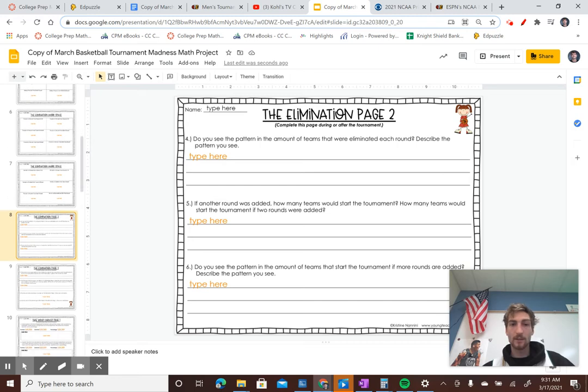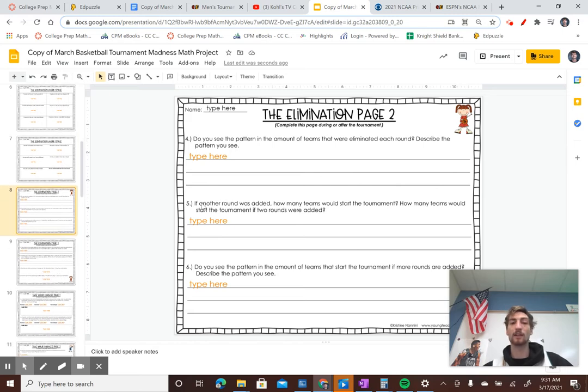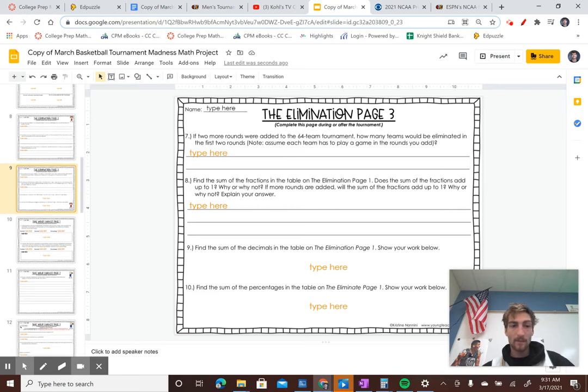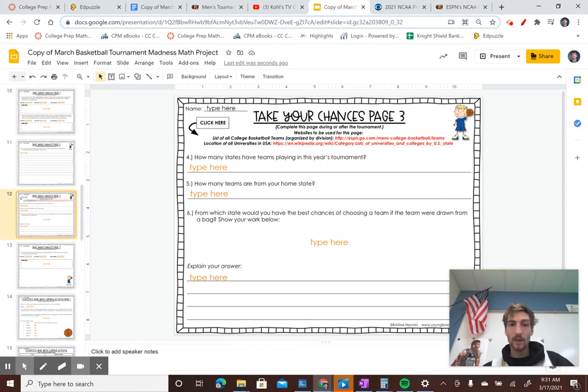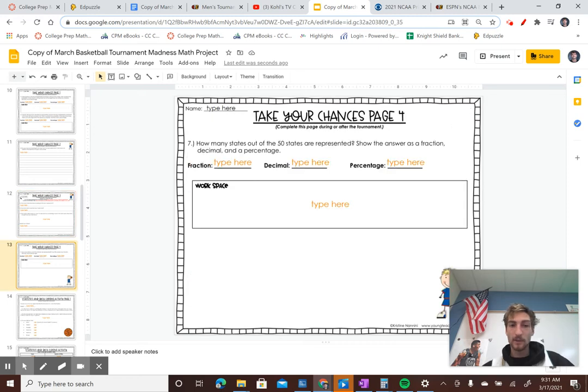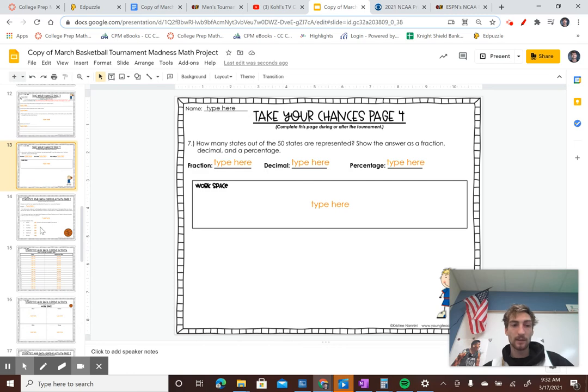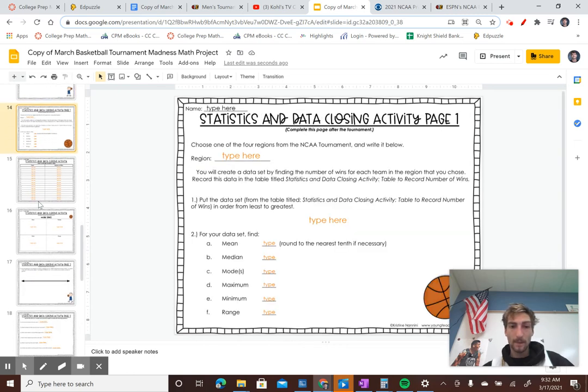And then at the end, we're going to be talking about patterns in terms of the amount of teams that were eliminated in each round. We're going to talk about hypothetical situations, like if another round was added, how many teams would start the tournament. And then there's also going to be a section where we look at how many states made the tournament. So like Wisconsin, we made the tournament. Michigan State made the tournament. So like Michigan's also in the tournament. And then we're going to do mean, median, and mode. This is going to be after the tournament.